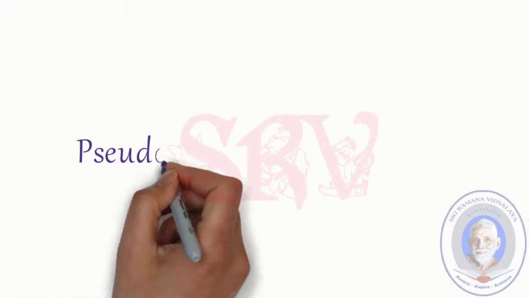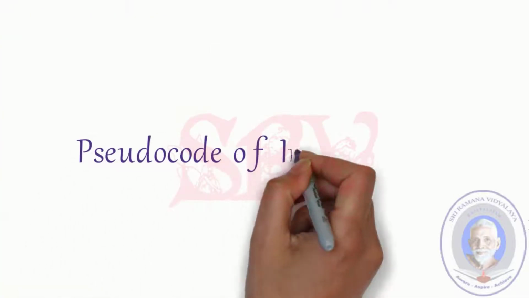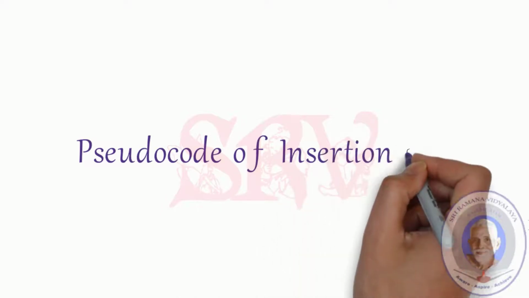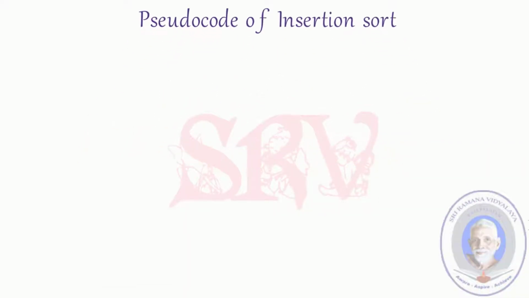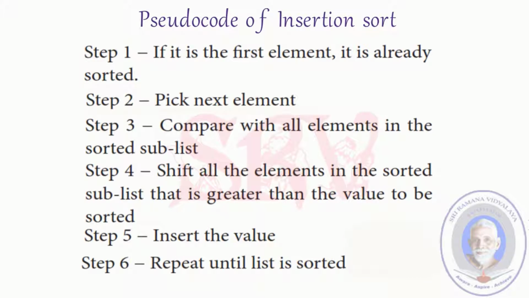Next we see the pseudocode for insertion sort. The pseudocode for insertion sort is a 6-step process. Let's see step by step. Step 1. If it is the first element, it is already sorted. This is because we consider our first element as sorted and we say it is already sorted.